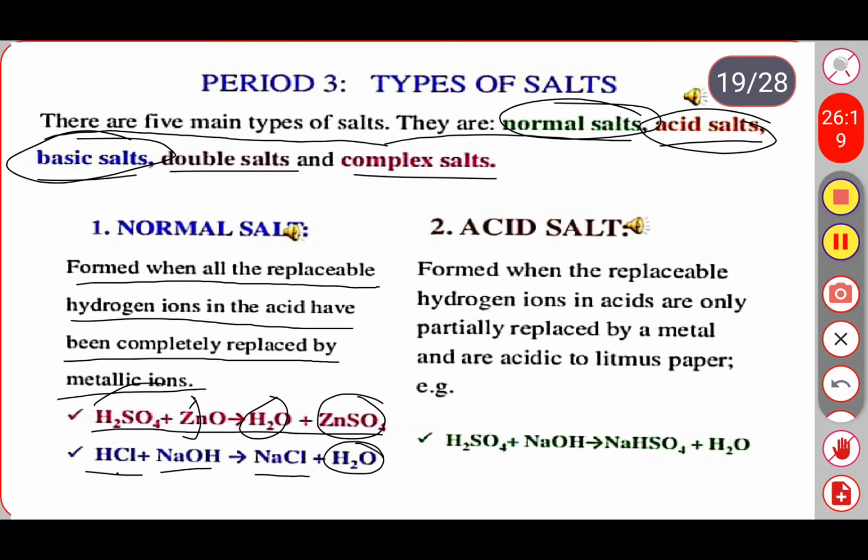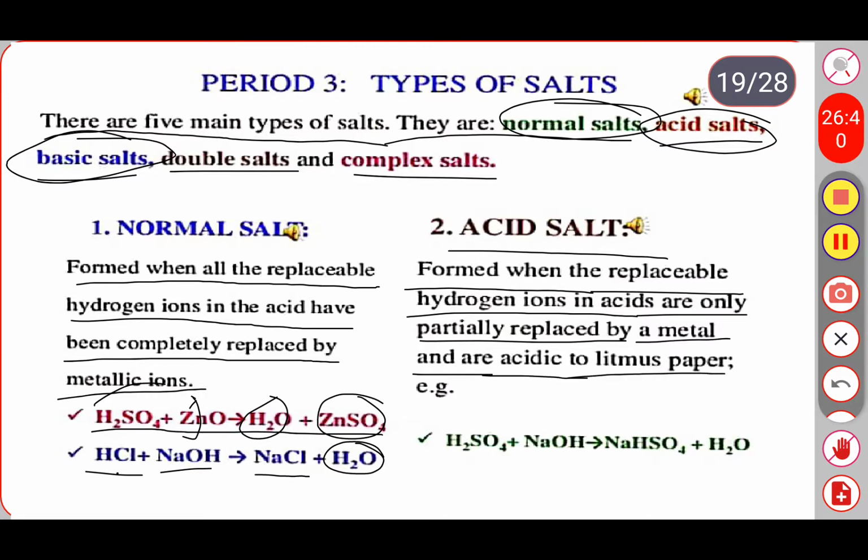Second one, acid salts. Acid salts are formed when the replaceable hydrogen ions in an acid are only partially replaced by a metal, and they are acidic to litmus paper. For example, when H2SO4 reacts with sodium hydroxide, it forms sodium hydrogen sulfate, NaHSO4, along with water. So these are examples of acid salts.